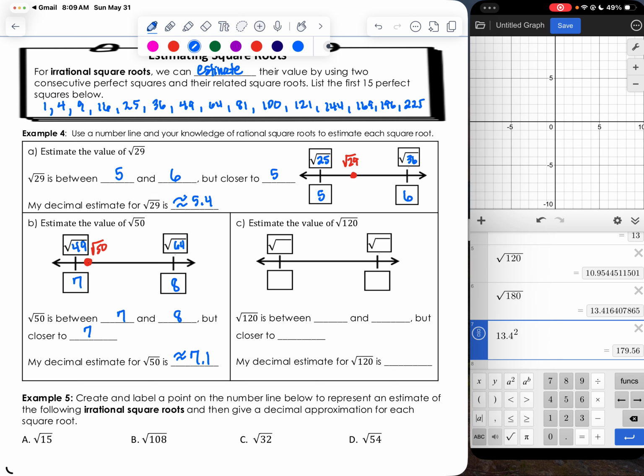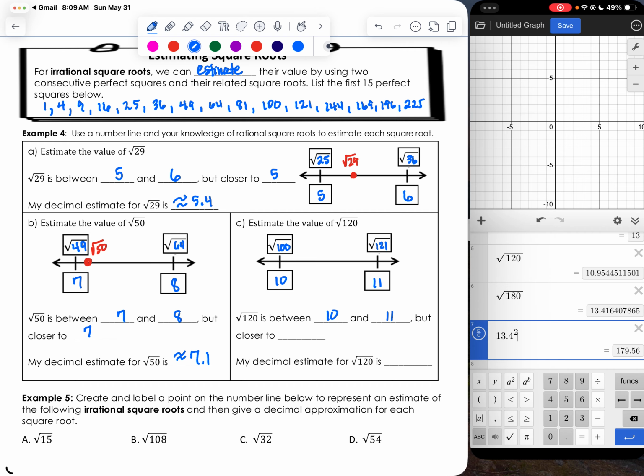All right, welcome back. Let's see how you did. If I'm estimating the value of square root 120, I want to pick a perfect square that's a little bit smaller than 120. So hopefully you said square root of 100. And then the next perfect square after that is 121. The square root of 100 is 10. The square root of 121 is 11. So I know the value of square root 120 has to be a number between 10 and 11.